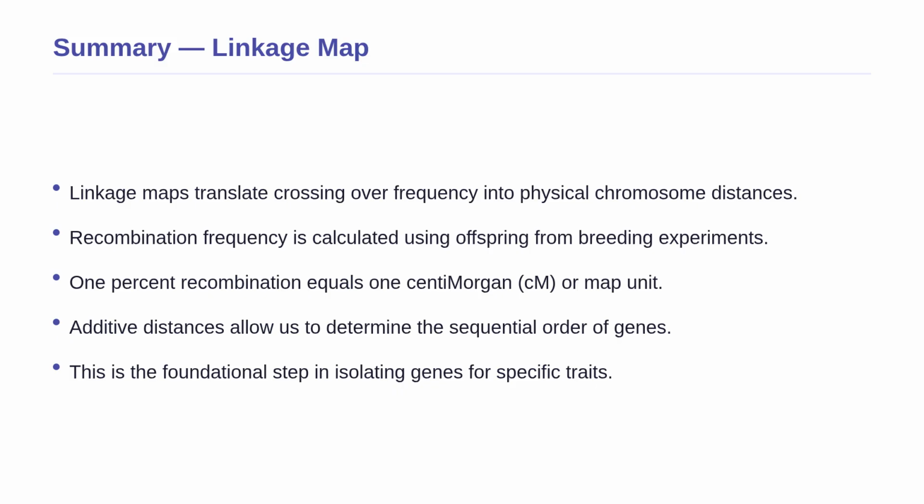We have covered a lot of ground today, so let us review the key takeaways. First, a linkage map is a powerful genetic tool that translates the frequency of crossing over into physical distances on a chromosome. Second, by calculating recombination frequencies from breeding experiments, we can determine exactly how far apart genes are, remembering that 1% recombination equals 1 centimorgan.